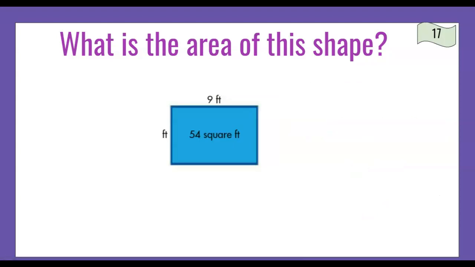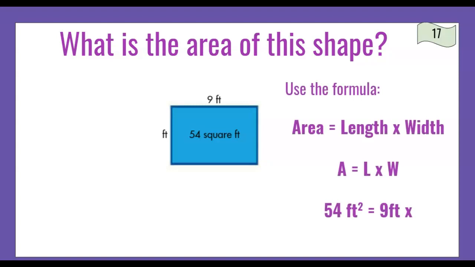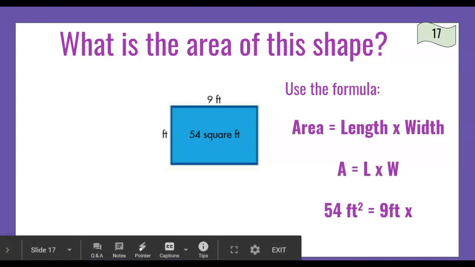Okay, and here's our final challenge for today. One side is 9 feet in length. We don't know the width, but we do know the total area is 54 square feet. So again, 54 square feet equals 9 feet times what value?